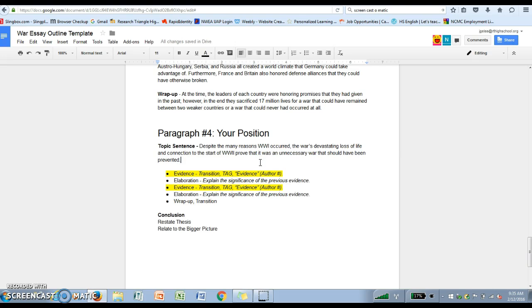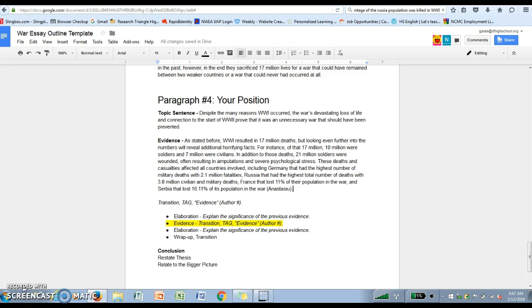So make sure that your topic sentence does these things. It should transition. It should introduce your first point of evidence. It should introduce your second point of evidence. And it should relate back to the thesis, establishing the overall purpose of the essay and what it will prove. Excellent. Let's move on to our first piece of evidence.